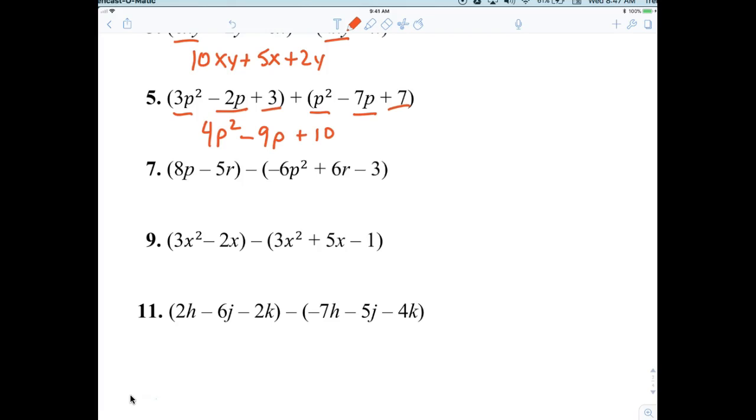Now, the hard one is number 7. The hard one is number 7. The only reason it's harder is because you are what? Instead of adding, you're subtracting. So essentially you must distribute the negative.